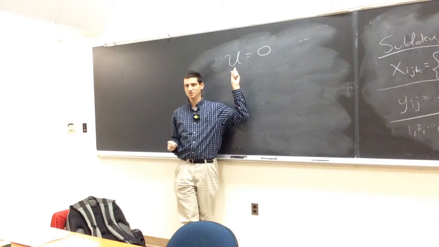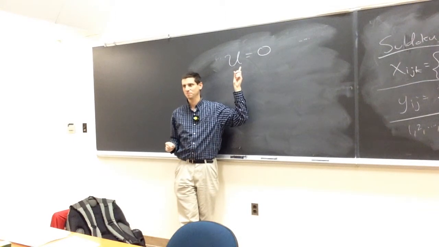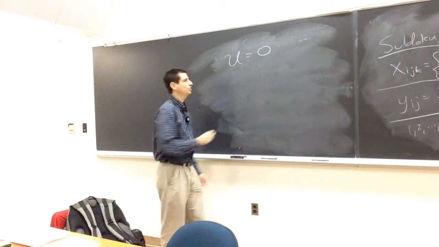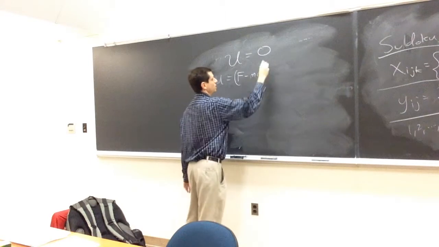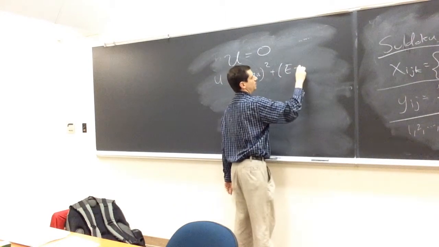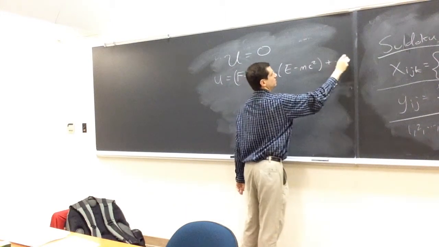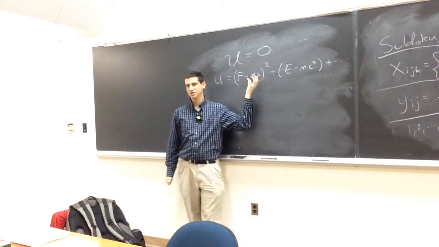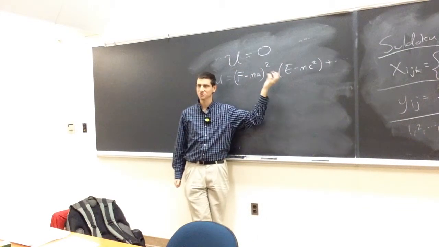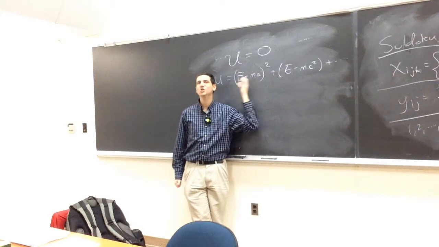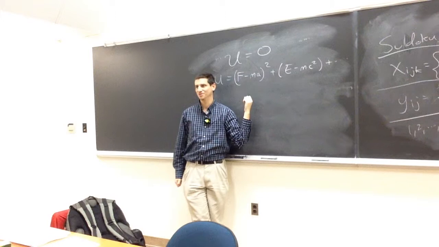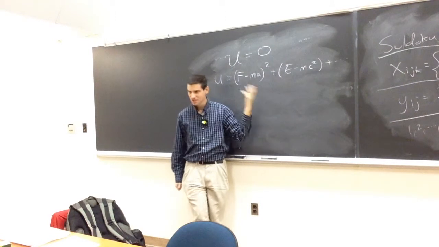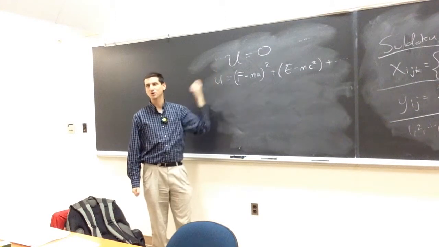I don't understand why it takes a couple of years for people to get the BS or PhDs in physics. So the way he defines U is F minus ma squared plus E minus mc squared plus... He basically takes every law in physics and subtracts the right-hand side from the left-hand side and squares. What's the only way a sum of squares of real numbers can equal 0? They're all 0. So he's reduced all of physics to one equation, U equals 0.